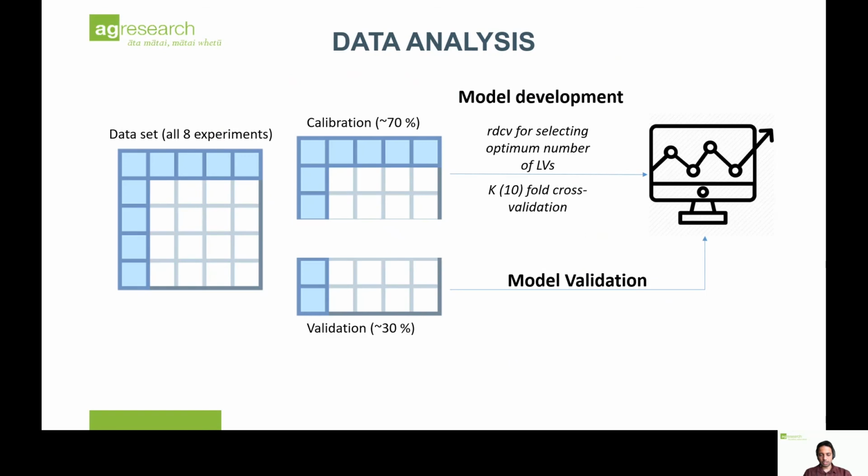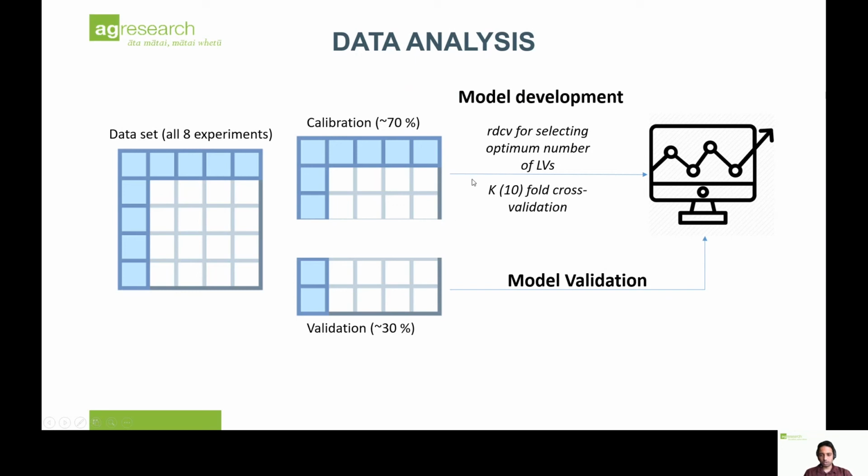Now let's talk about the data analysis or the model building process. So we collated all 8 different data sets from the experiments into a single data set. Then we split the data into 70% calibration, 30% validation data, and we made sure that both these data sets contain meat from different species and different muscle types. For model development, the calibration data set was used.